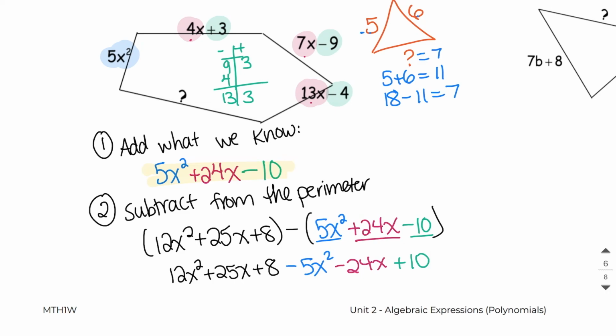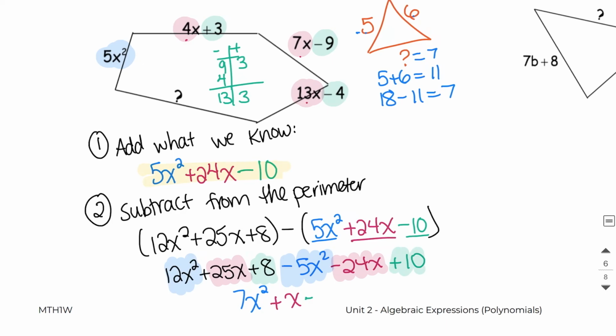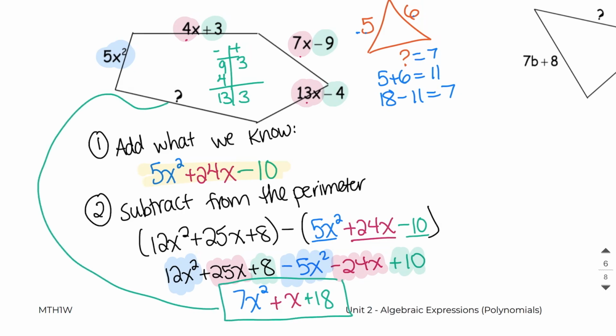And now we can go ahead and collect our like terms right here. So here we can see that 12x squared is like negative 5x squared. So when you put those two together, you end up getting 7x squared. Then we have this 25x and this negative 24x. And so 25 minus 24 would give us 1. So I could write 1x or just x. And then lastly, we have this 8, and that's like this 10. So 8 plus 10 is 18. So here I can just say plus 18. And this is my missing side. So this is this side over here.